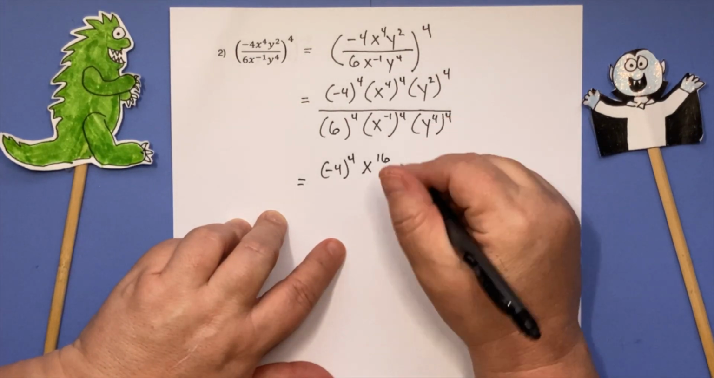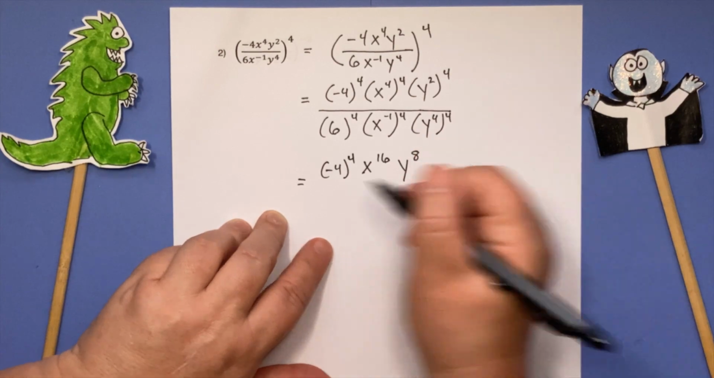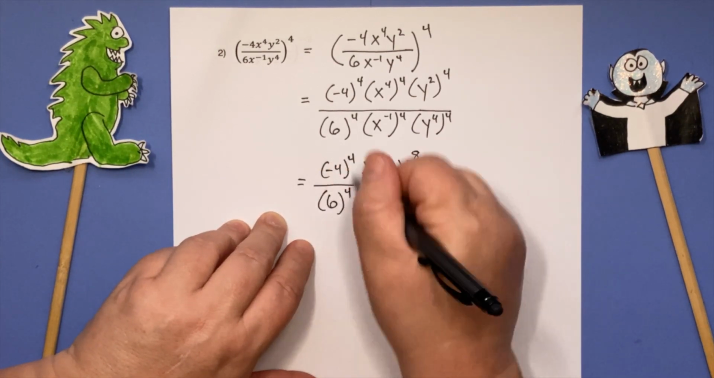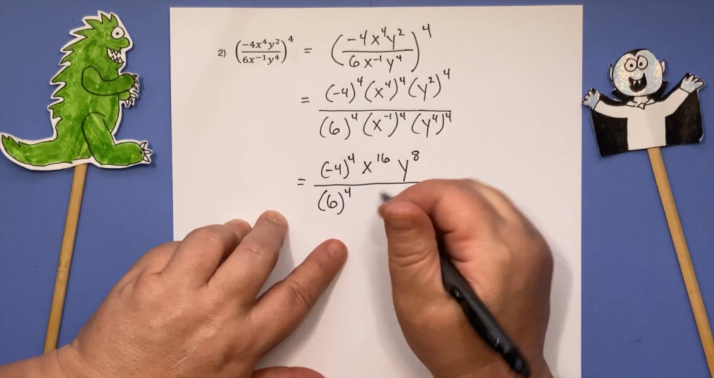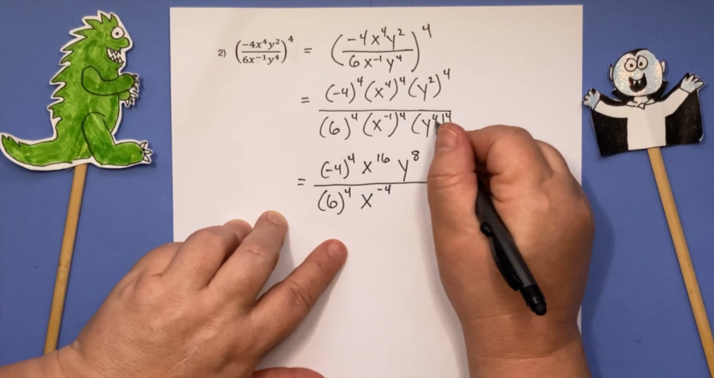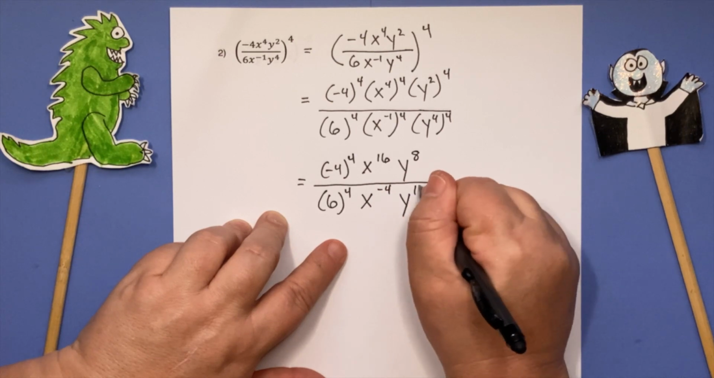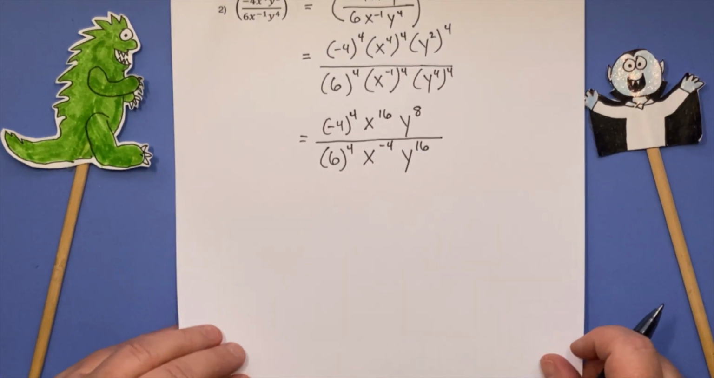And then y squared to the fourth, I multiply. I get y to the 8th. Down here, this will be 6 to the fourth. Again, I'll calculate that later. X to the negative 1 to the fourth will be x to the negative 4. And y to the fourth to the fourth. Remember, I multiply, don't add, multiply, and that's y to the 16th. So far, so good. It's getting better.